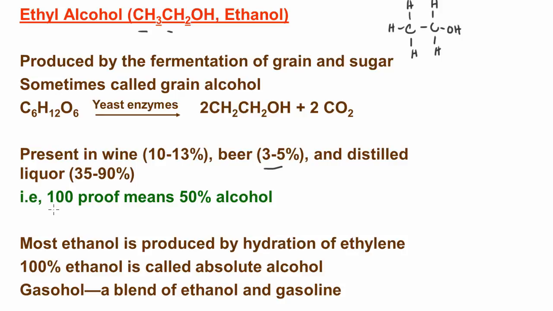If we have 100 proof, that means it's 50% alcohol. So a bottle of vodka, for example, that is 80 proof, that would mean that it is 40% ethanol. Most ethanol is produced by hydration of ethylene. 100% ethanol is called absolute alcohol. Gasohol, as we know, is a blend of ethanol and gasoline.